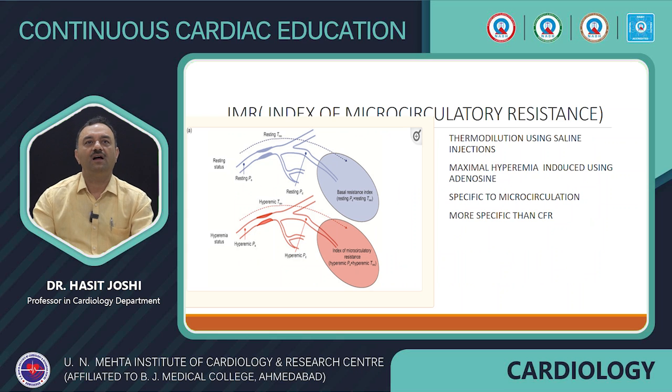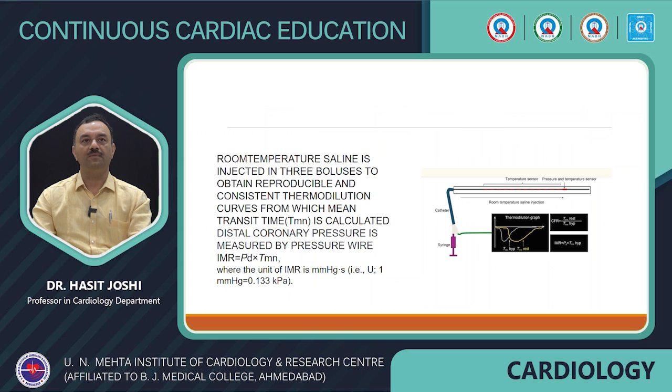So how do we do IMR? This is the resting status where the basal resistance index is measured, and you do a hyperemic pressure and flow resistance and calculate the ratio of it. It is a thermodilution using saline injections. 3 saline injections are given and a ratio of all the 3 is taken. If there is a variation of more than 30%, we have to do the test again.